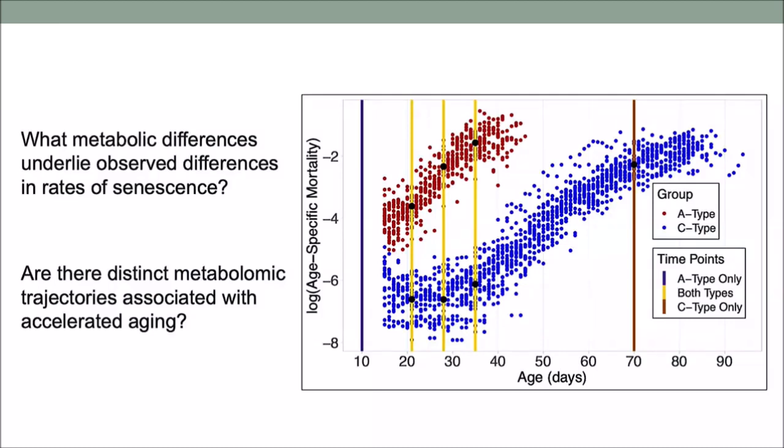Okay, so here we're going back to the A and C populations, and we were sampling 4 time points for each, right?